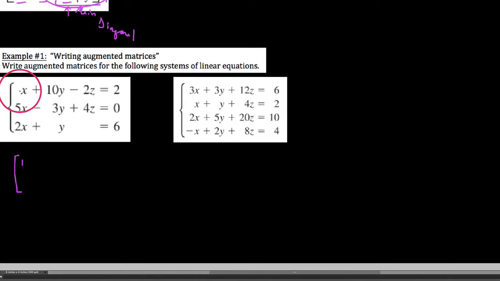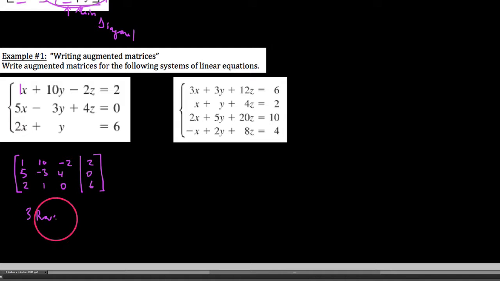And we'd say 1 is our coefficient in our top row here for our x. We'd say 1, 10, -2, and then we're going to put our vertical bar here. We'll put a 2 as our constant in that first row. Now for the rest of this matrix, we have a 5, a -3, a 4, and a 0. And then our last row, we have 2 x's, 1 y, no z's, so 0 z's, and 6 constants. And so this would be our augmented matrix here that has 3 rows and 4 columns.